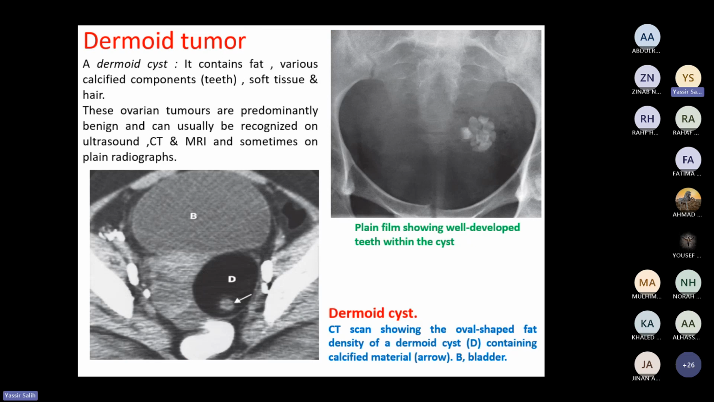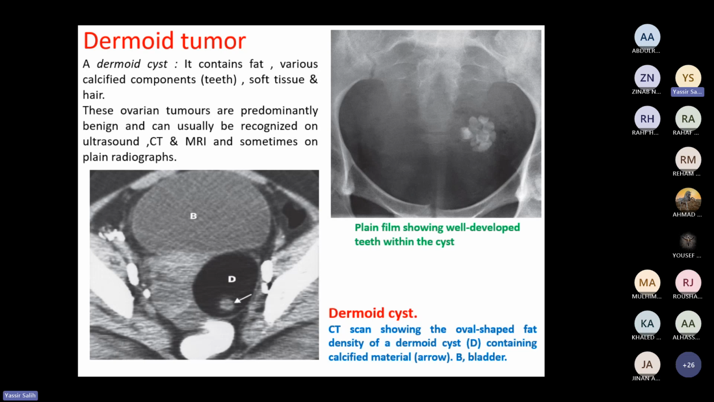Other calcification can be seen in dermoid tumor. What are the components of dermoid tumor? From all of the layers: fat, soft tissue, hair, teeth. Teeth are calcification, plus the soft tissue as I said.